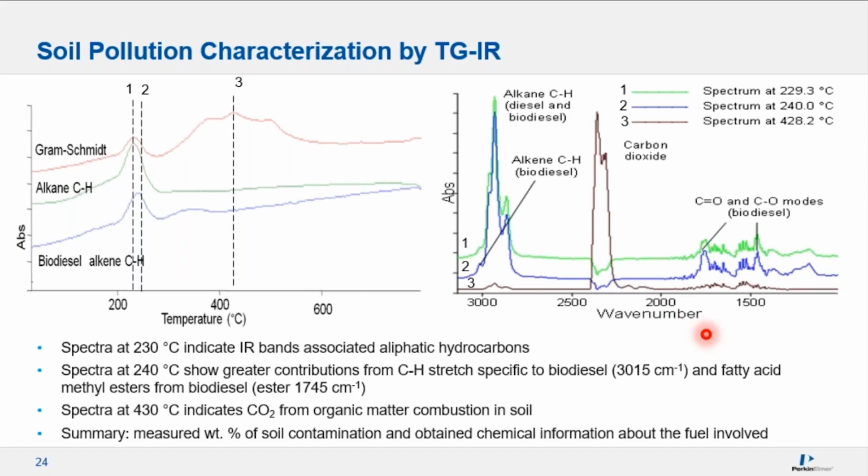So if we look at this higher temperature spectra from 430 degrees, we're mainly seeing carbon dioxide. This is mainly from combustion of organic matter in the soil. So what this analysis has showed us is that our soil is indeed contaminated with diesel fuel. And then we get even more information based on looking at the spectra through time. We can see that we have biodiesel in this contamination as well.